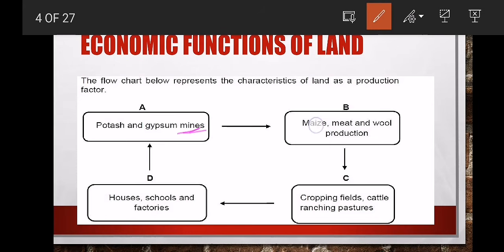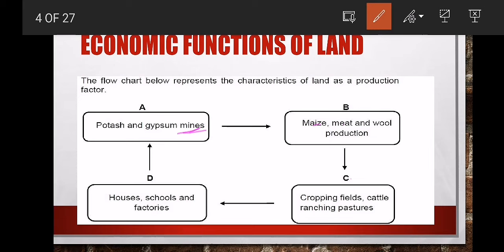You also have B. They talk about maize, they talk about meat. It means there is food there. So we can say it provides food for both humans and animals. You come to C. You see cropping fields, cattle ranging pastures. There are crops, there are pastures there. So it means that is a space for what? For agricultural activities.